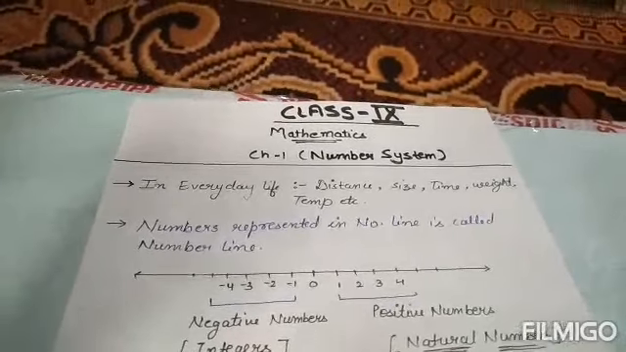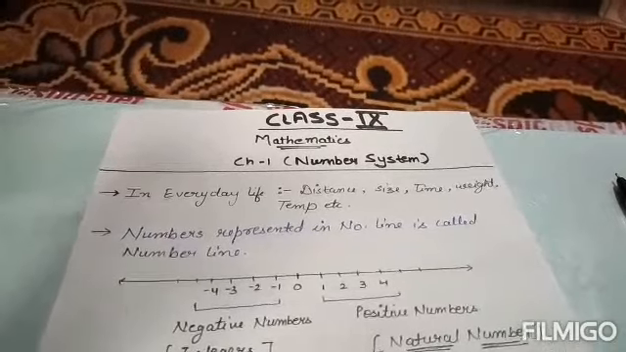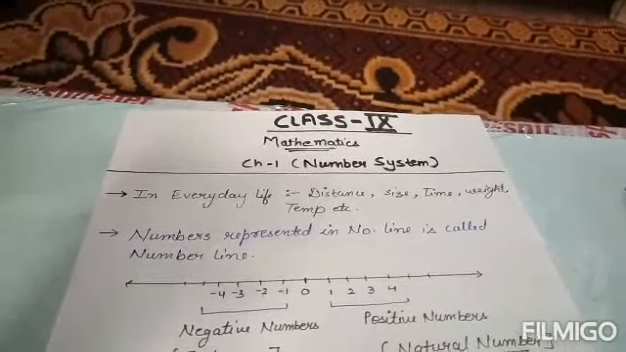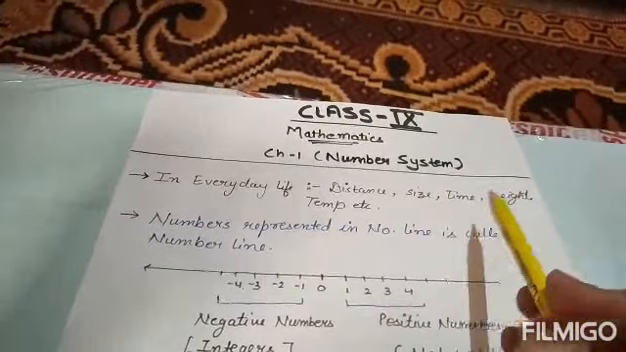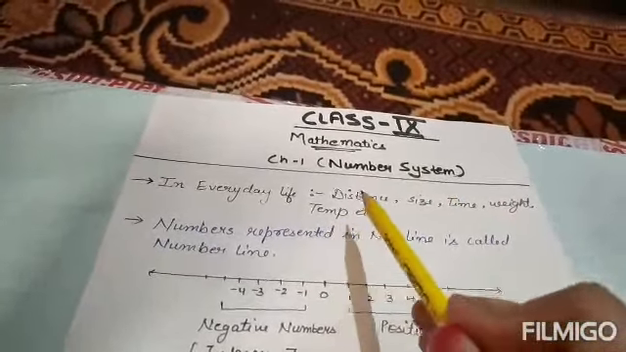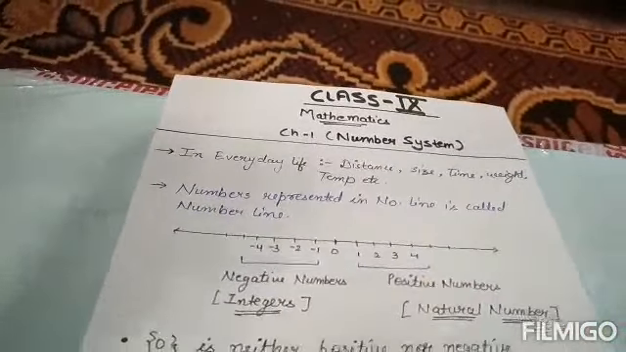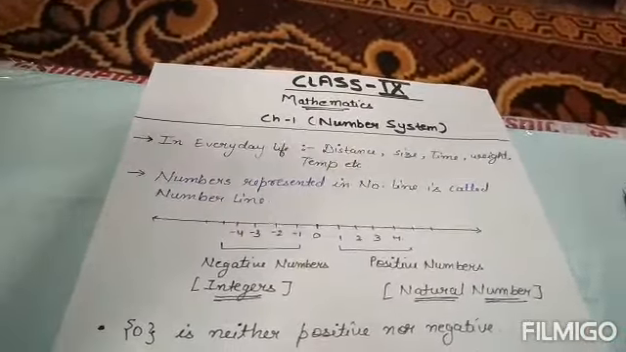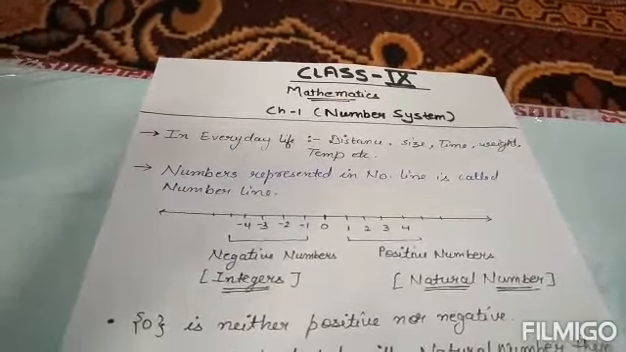In this session, we will talk about the number system which we use in everyday life. That is, in measuring distance, size, time, weight, temperature, we all need numbers. In maths, these numbers are represented on a number line.